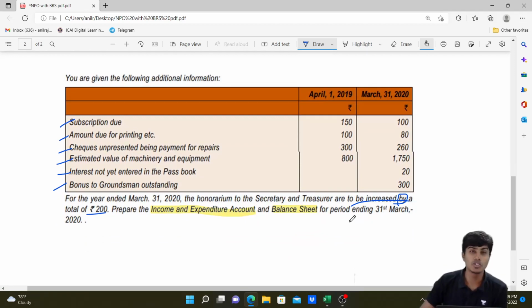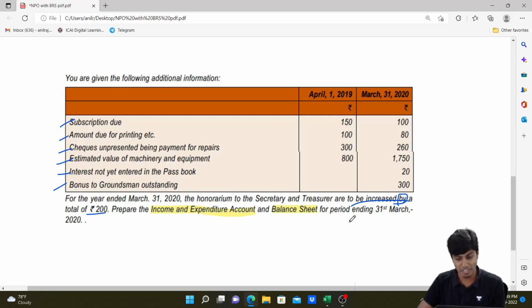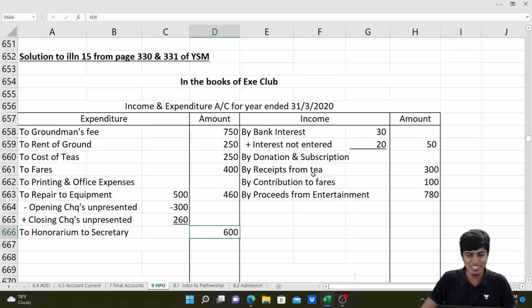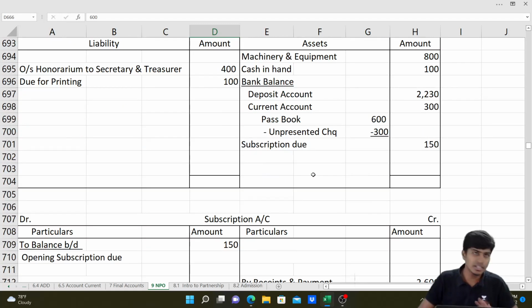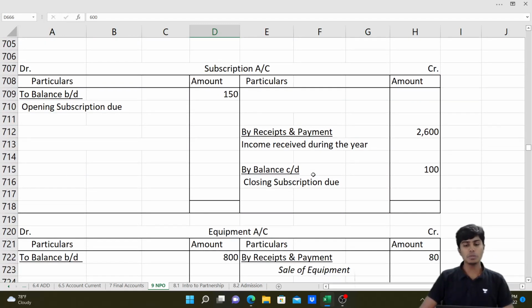All we need to do now is close all the ledger accounts, identify the items, post them to the respective places in income and expenditure and balance sheet, and close our balance sheet and see it. Come on, let's do that. So we'll not touch the opening balance sheet, closing balance sheet, or income and expenditure first. Let's close ledgers. Come to subscription account.